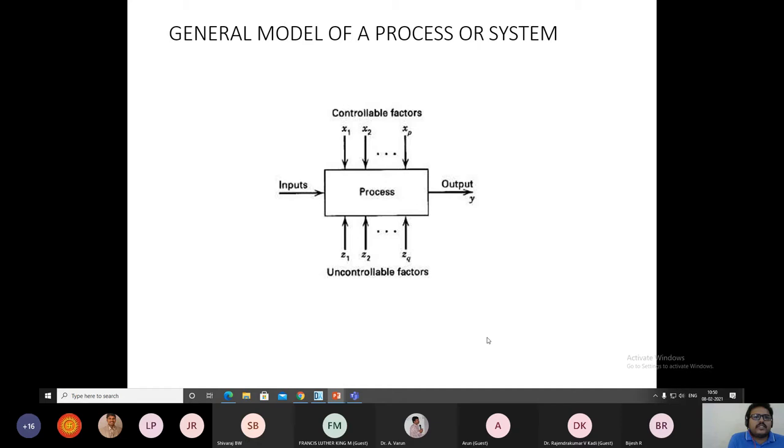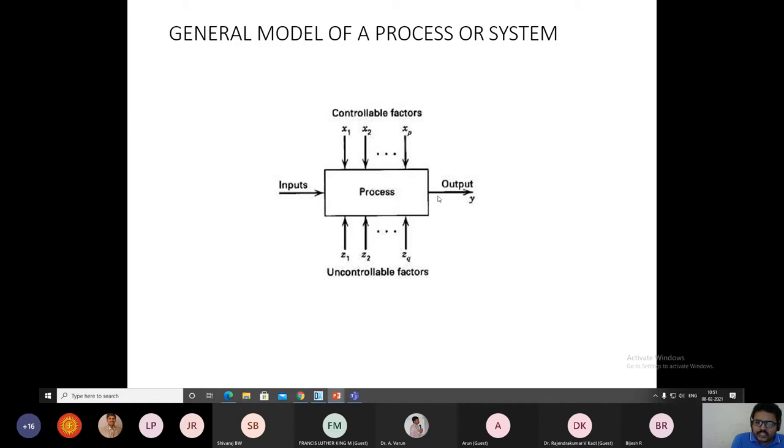Yeah, next, the general model. So how does the general model look in DOE, right? General model of a process or a system, right? There will be some controllable factors and there will be some uncontrollable factors, and if you give input, there will be an output, right? There will be an output. So this is the general model.